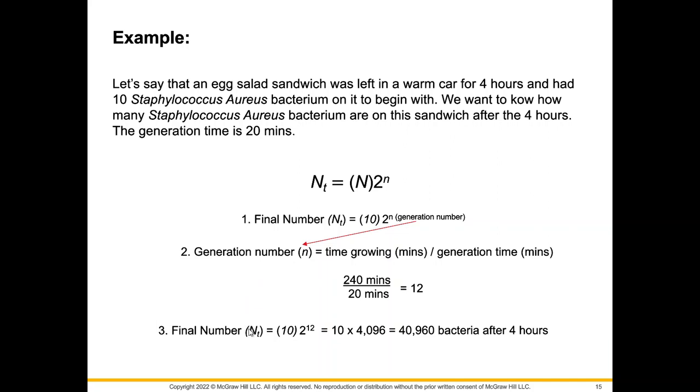So now we have our final number, N sub t, which we're trying to find, set equal to 10 times 2 to the 12th power. And so if you do that calculation, you're going to get 40,960 bacteria after 4 hours when we only started with 10.